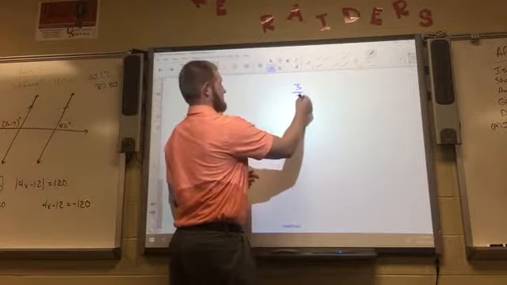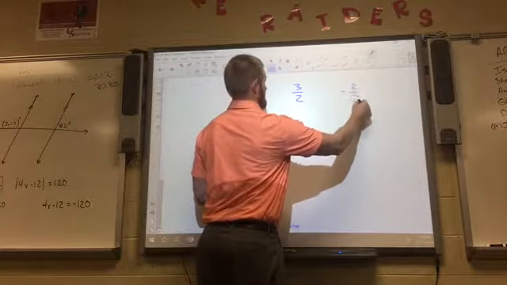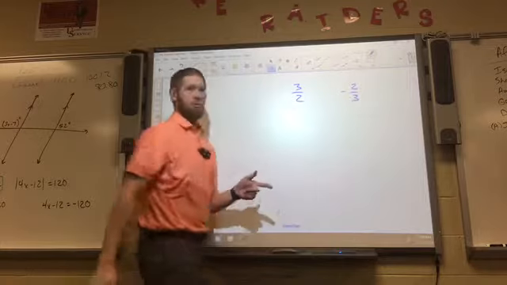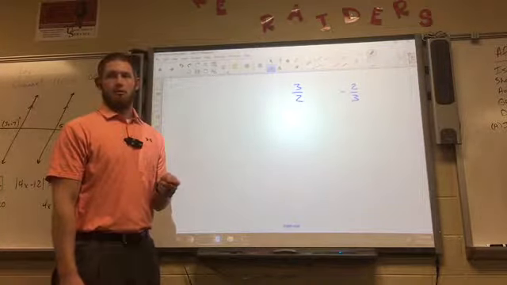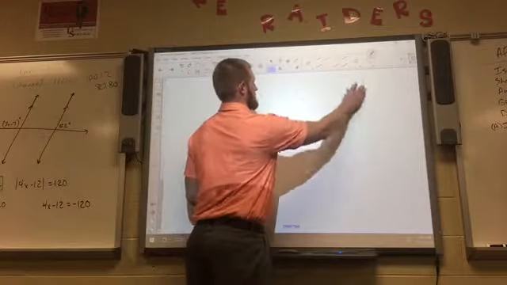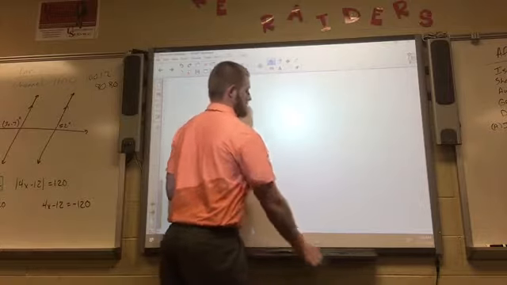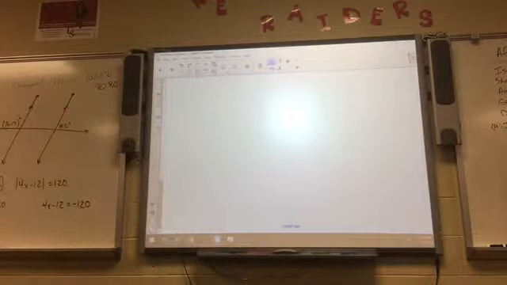What's the opposite reciprocal of 3/2? 2 over 3. Negative 2/3. Those two slopes would be perpendicular. If those were slopes of two lines, those lines would be perpendicular. Okay? We have to know that. Slopes of perpendicular lines are opposite reciprocals. Okay, that's what that theorem tells us.